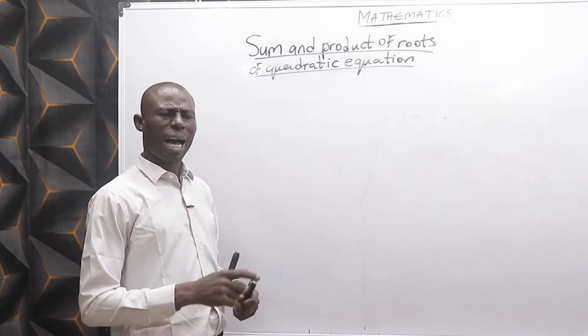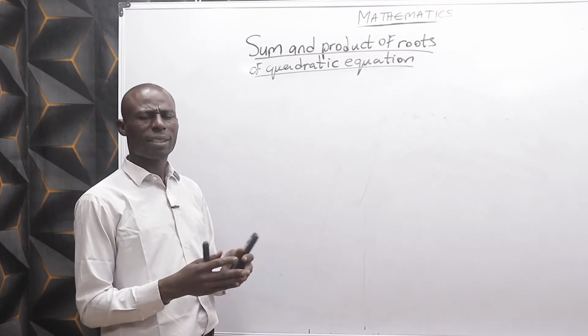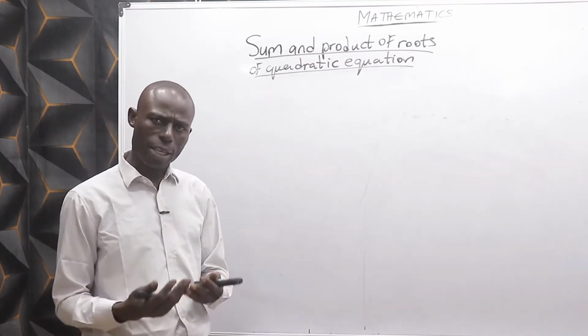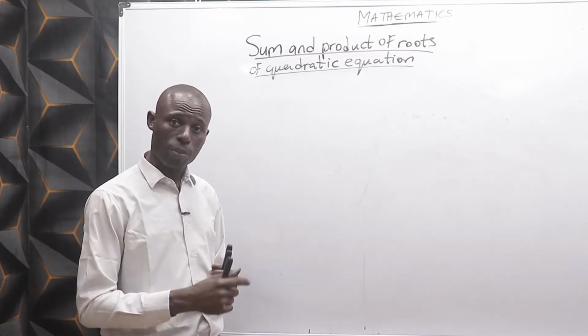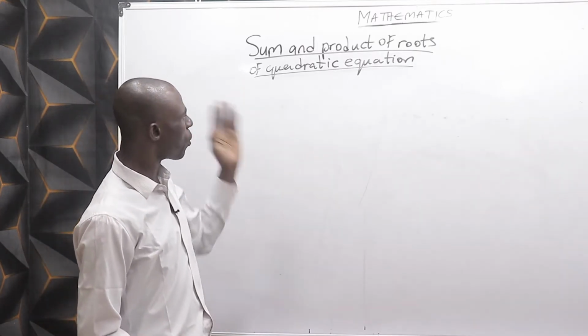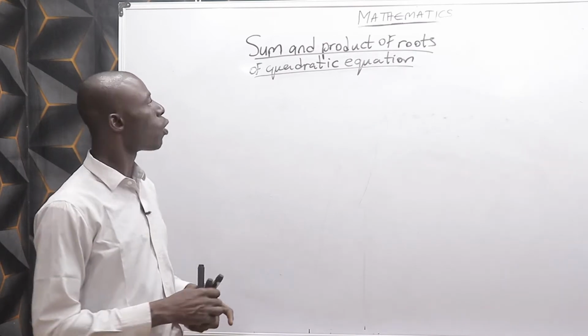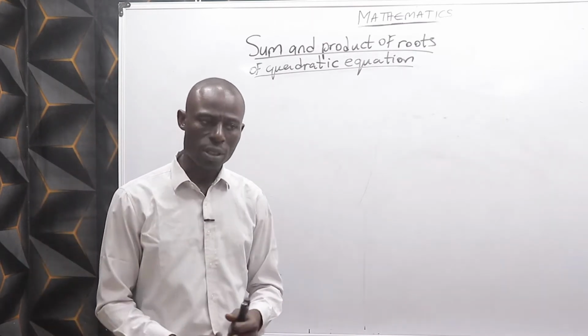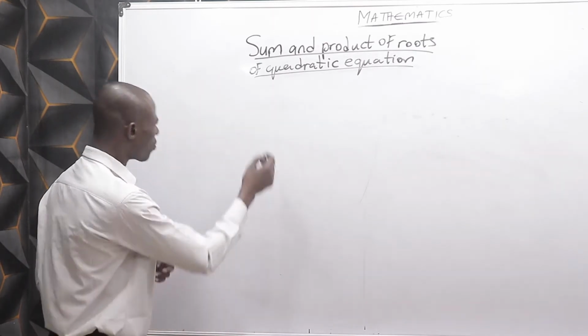But after all this, there is another subtitle in quadratic equation that is very important that we touch, and that is sum and product of roots of quadratic equation. So what do we mean?